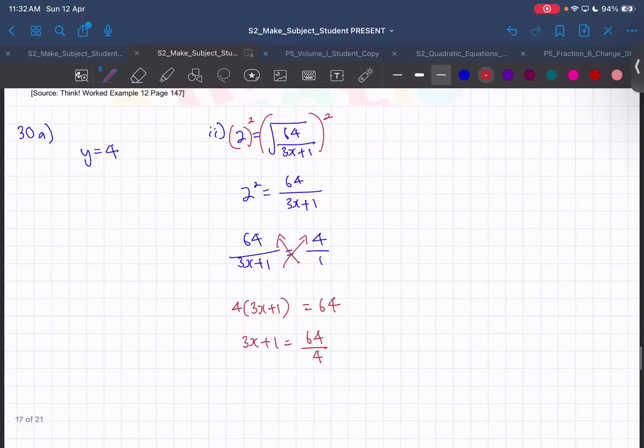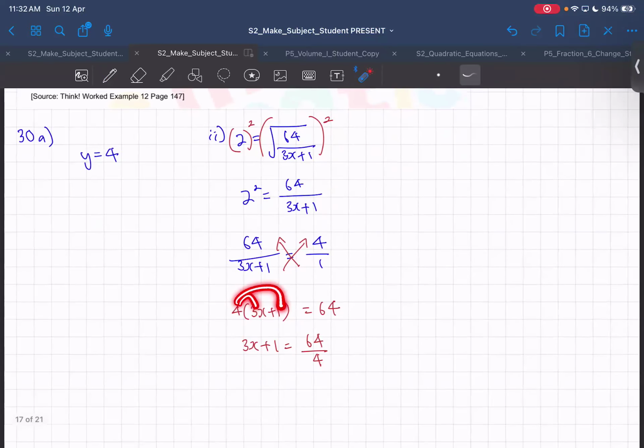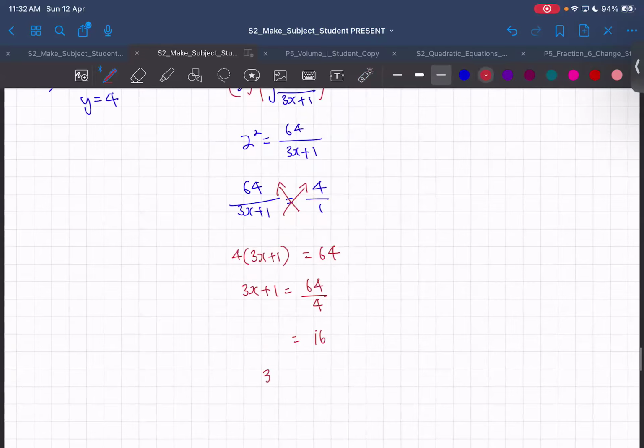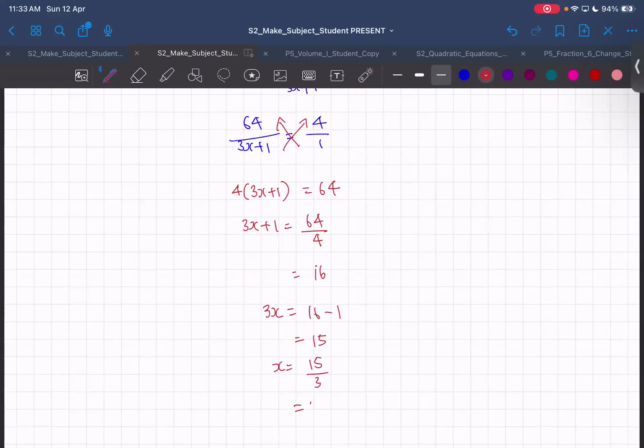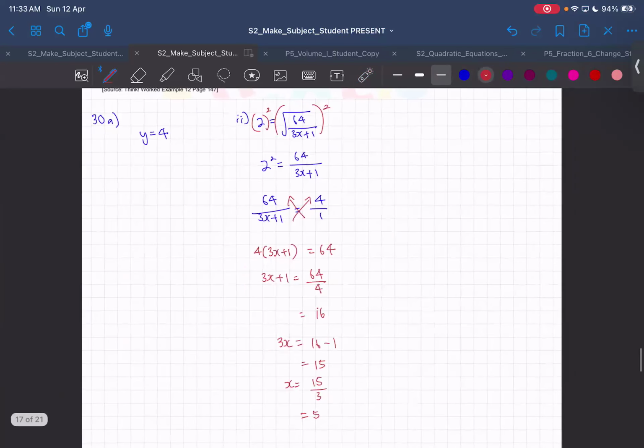Okay, so you can choose to expand here also. Both methods work. You can expand also. But for me, I straight away divide like that, so my numbers are smaller. 64 divided by 4 is 16. Okay, so I want to find x. 16 minus 1, because I bring the 1 over. So x is just 15 divided by 3, 5. This is part 2.